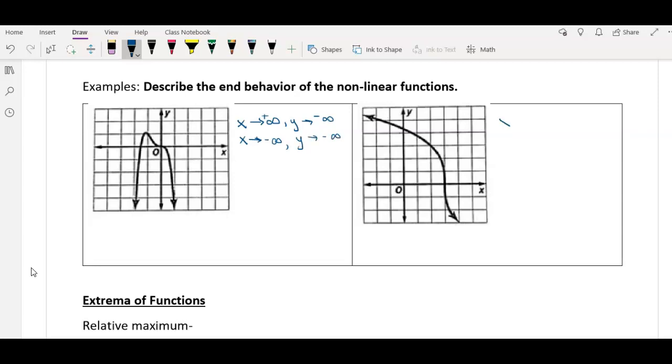So let's take a look at this one. As x approaches positive infinity, so here's our positive side. Remember, we're looking at the ends of our graph. So we're going to look down here. It is going down, so y approaches negative infinity. And so as x approaches negative infinity, the left-hand side, we can see that y is up here. It is increasing, so y approaches positive infinity.